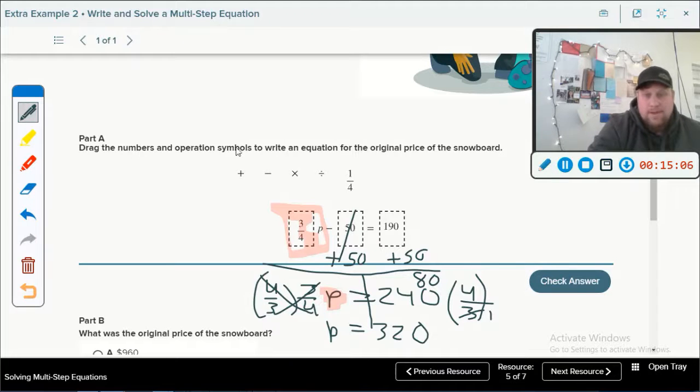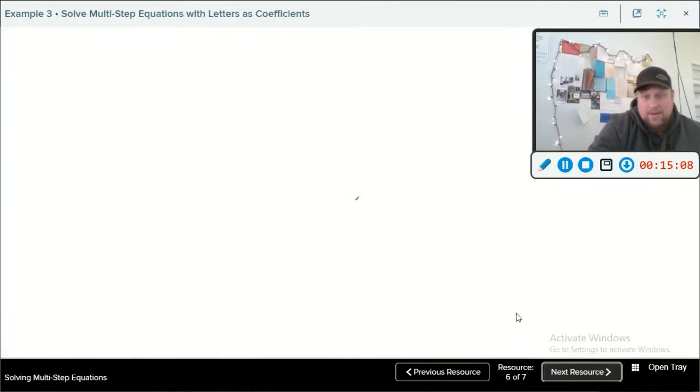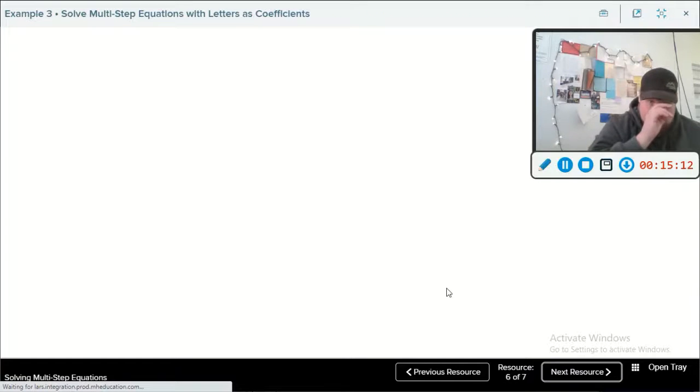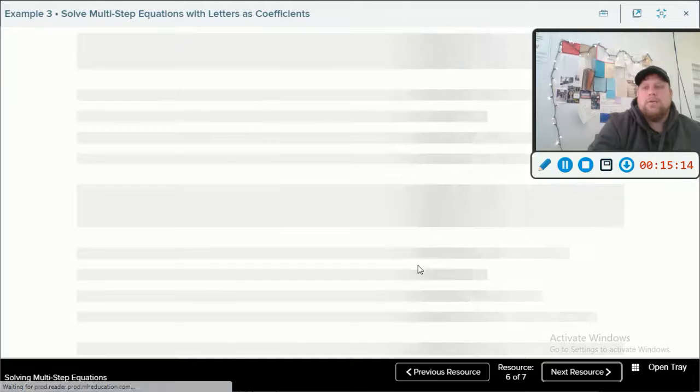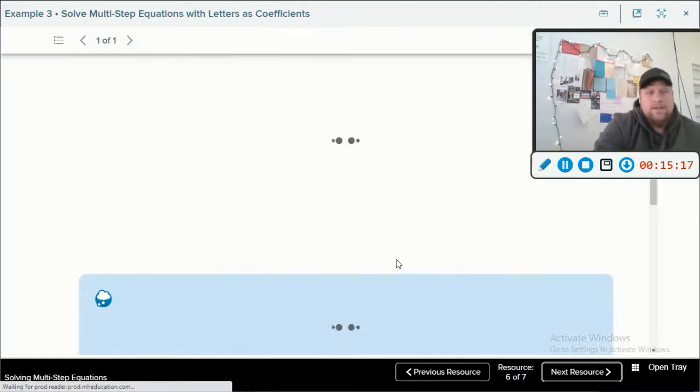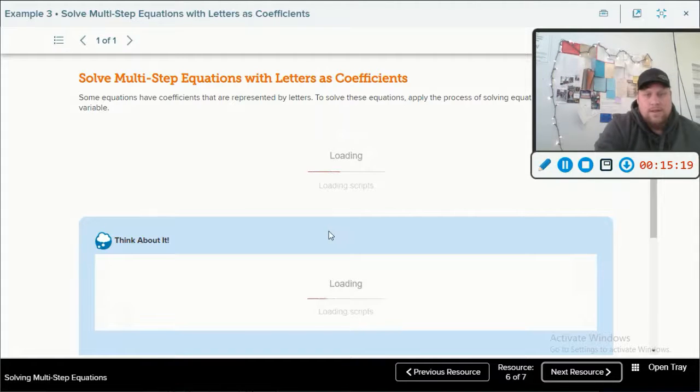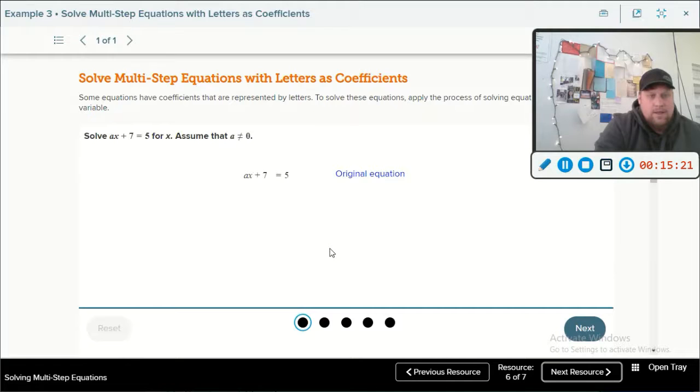Moving right along, we're almost done. Now I want to talk to you about solving with letters. Don't let those stress you out. They do the same things. In fact, they're less math. So we're going to assume A is not 0, and we'll talk about that later.